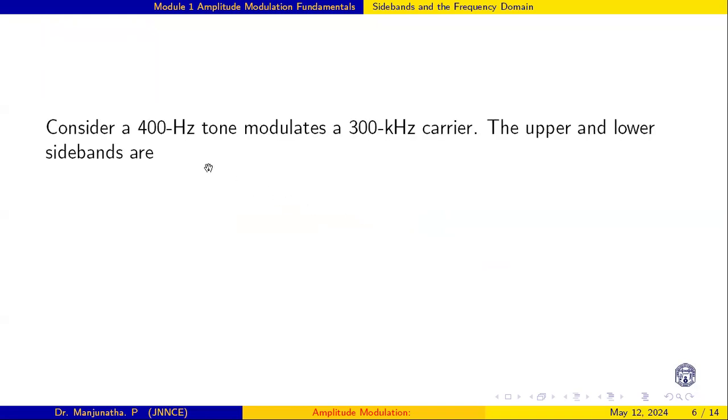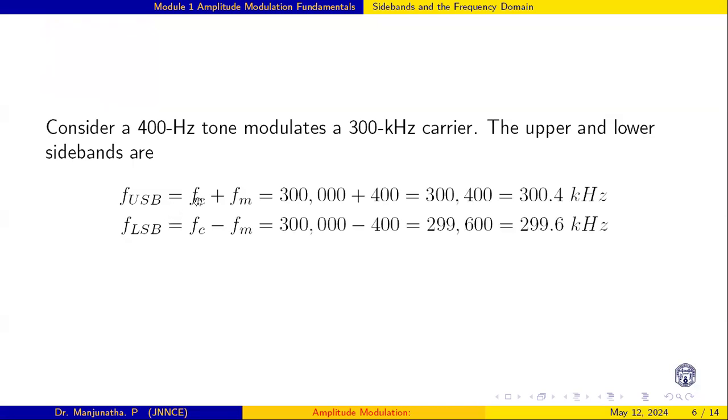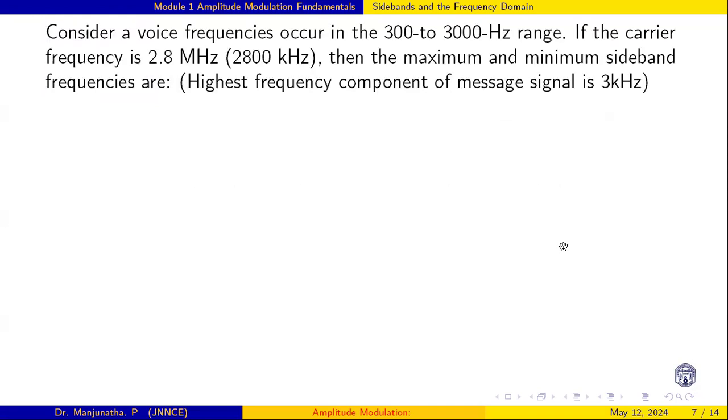We will take one example. A 400 hertz message signal tone modulates a 300 kilohertz carrier. 300 kilohertz is the carrier and the message signal is 400 hertz. The upper and lower sidebands are fc plus fm, that is 300 kilohertz plus 400 hertz, which is 300.4 kilohertz, and fc minus fm, which is 299.6 kilohertz.